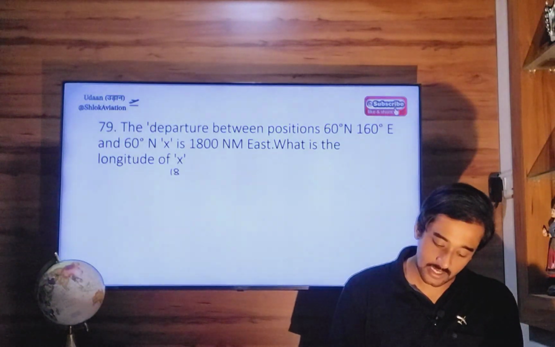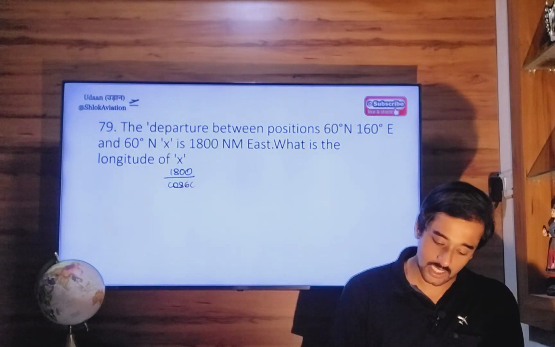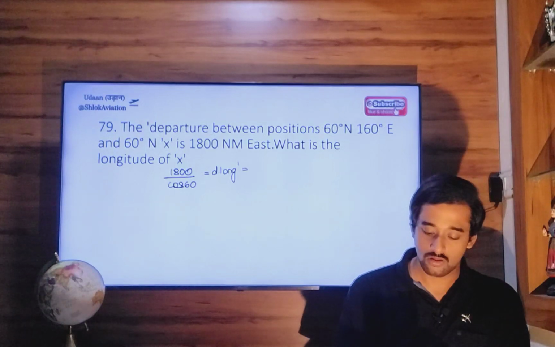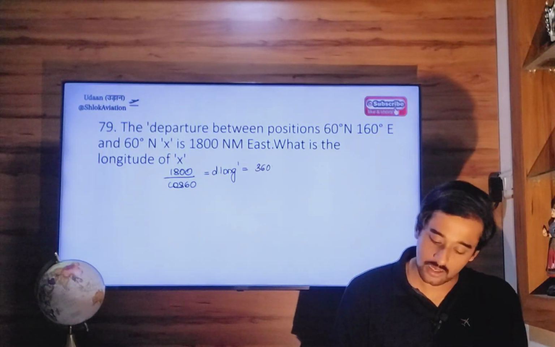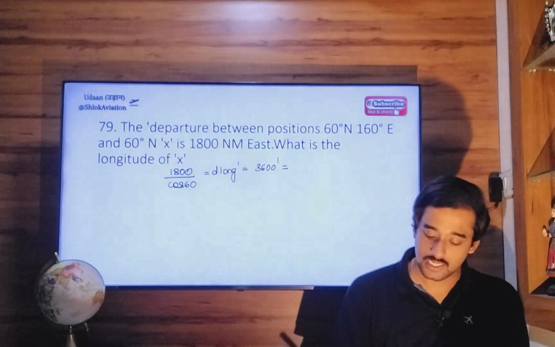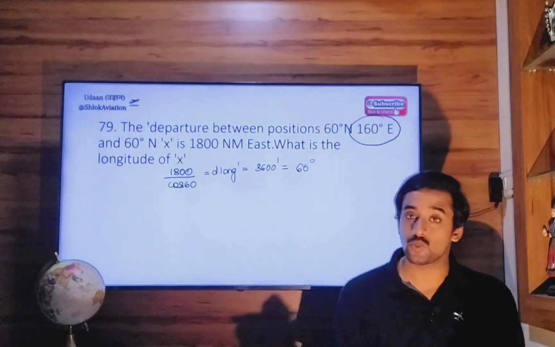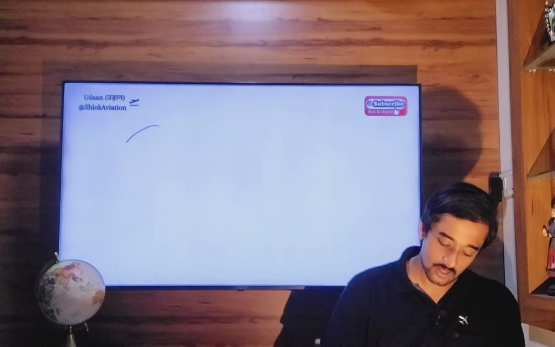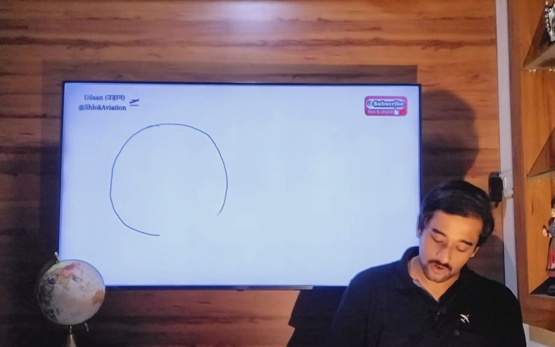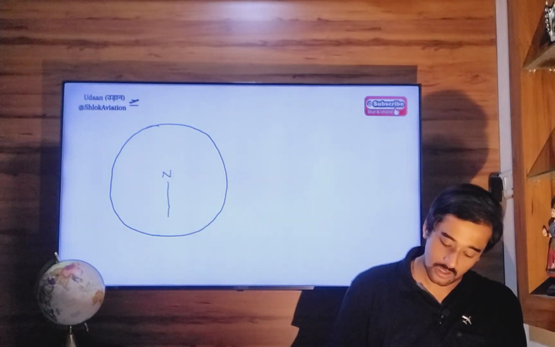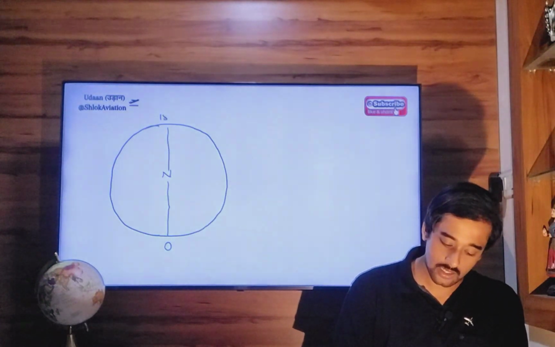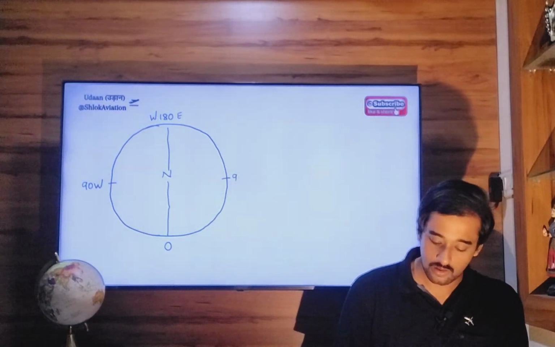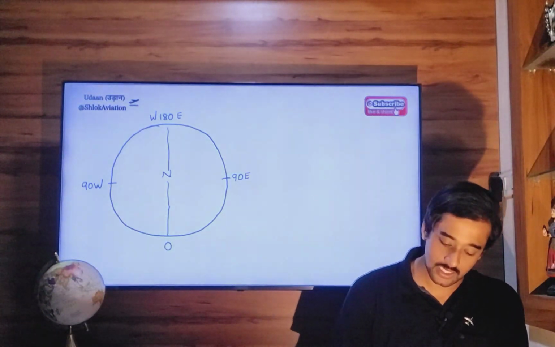Next, 1800, similar question. Divide by cos 60 equals d long in minutes. So 3600 minutes divided by 60 is 60 degree. Now your original position is 160 east, very close to the anti-meridian. So now you will draw a different diagram, a diagram of the representation of the earth from the north pole. So this is your north pole, prime meridian, 180 east, west meridian, 90 east. The first initial position is 160 east.